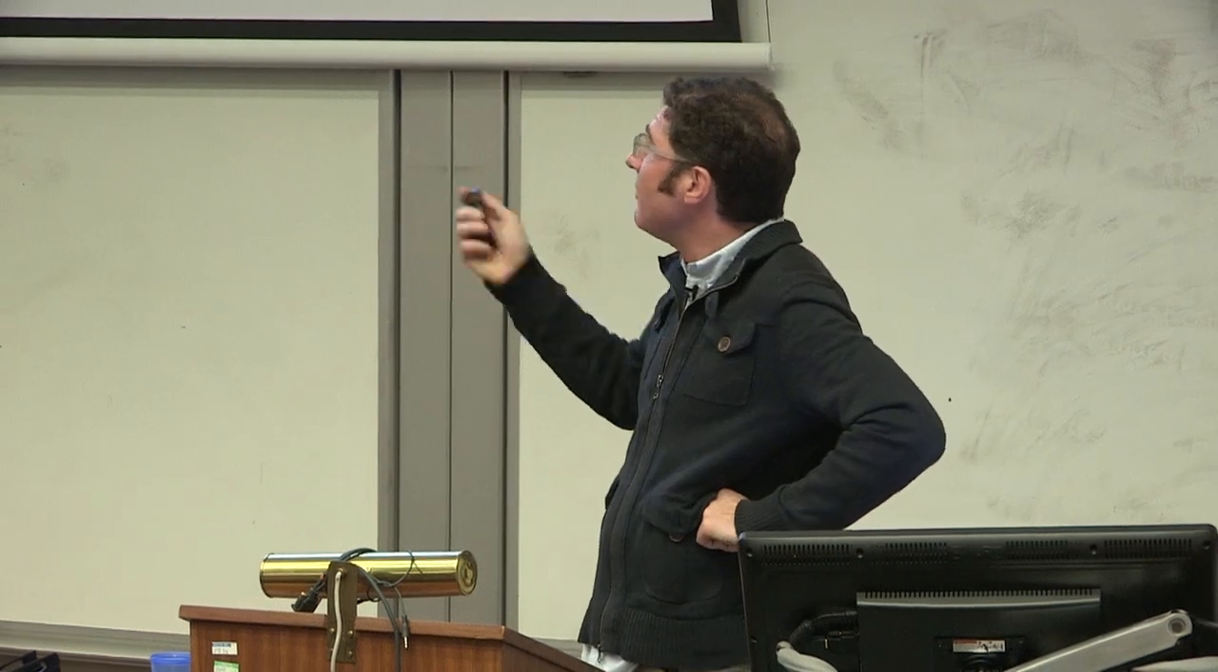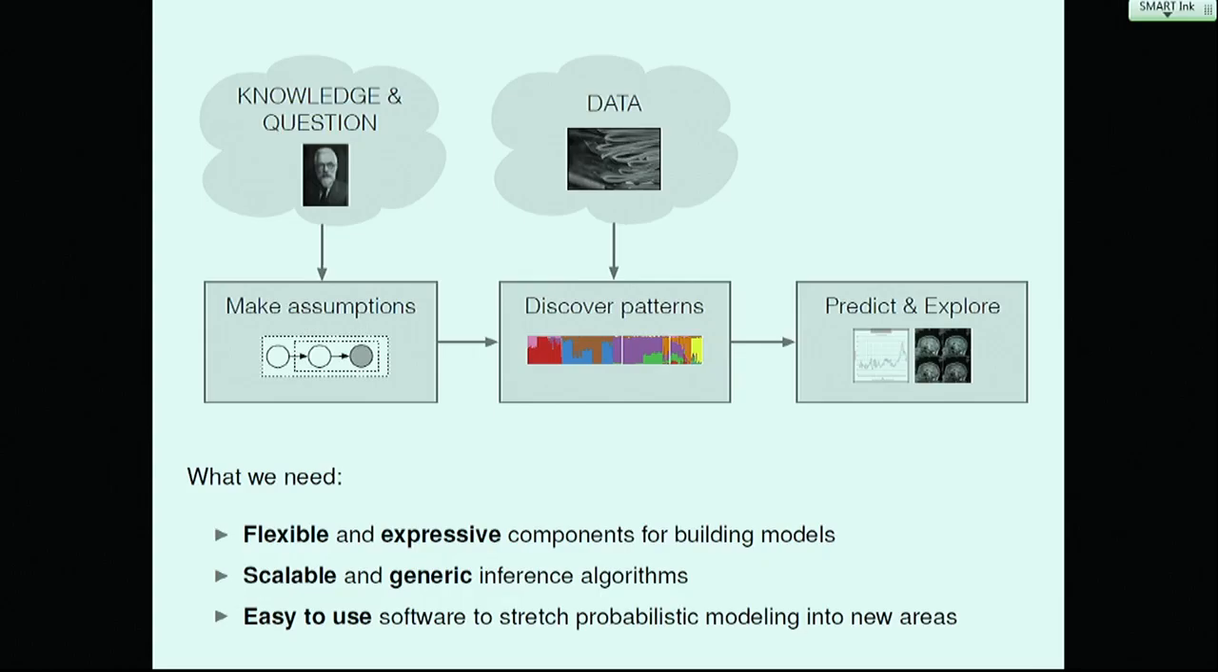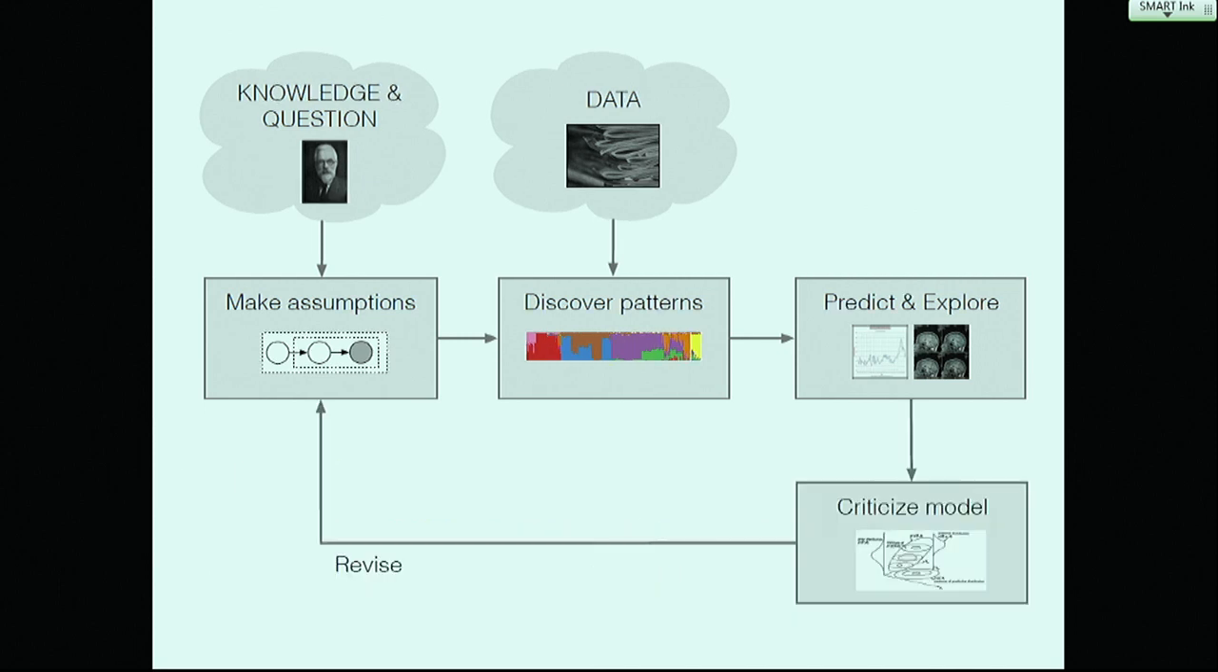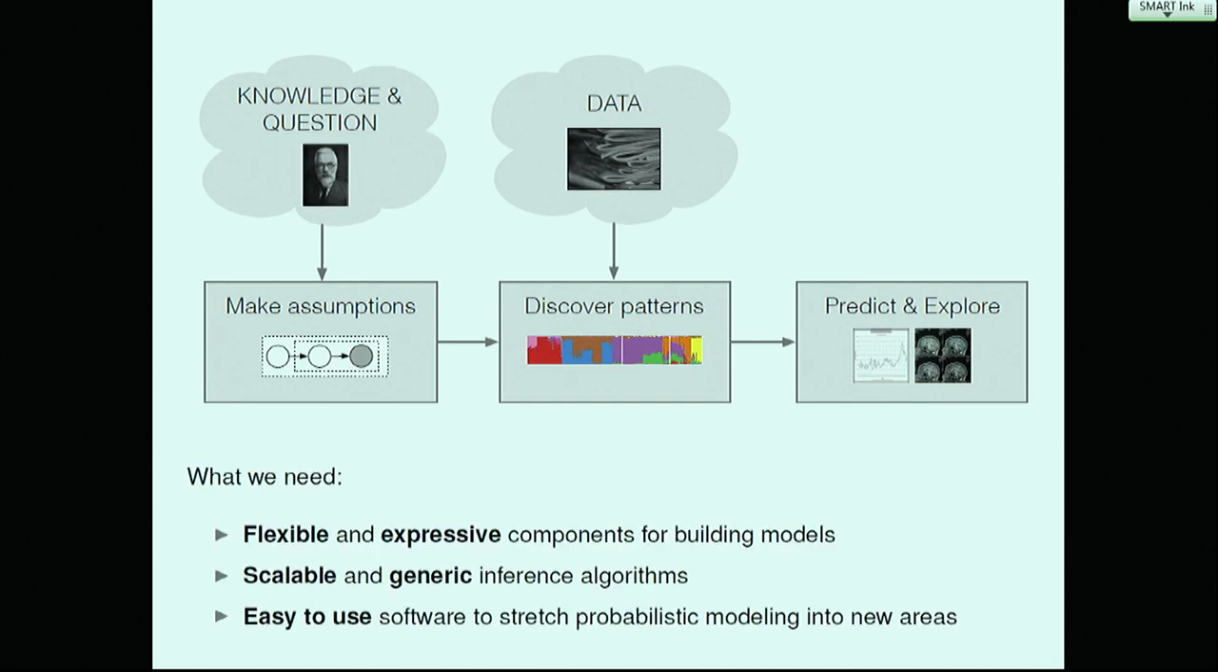And then finally, we need easy to use software to stretch probabilistic modeling to new areas. And also, I should add here, to stretch probabilistic modeling to new areas, to talk to historians and solve problems about secret cables in the 1970s. Okay, and when we've lubricated this pipeline, then it reveals that this is really a loop, right? What we want to do is not what happens now, and it takes so long to do inference that you have to write a paper after you've done this.